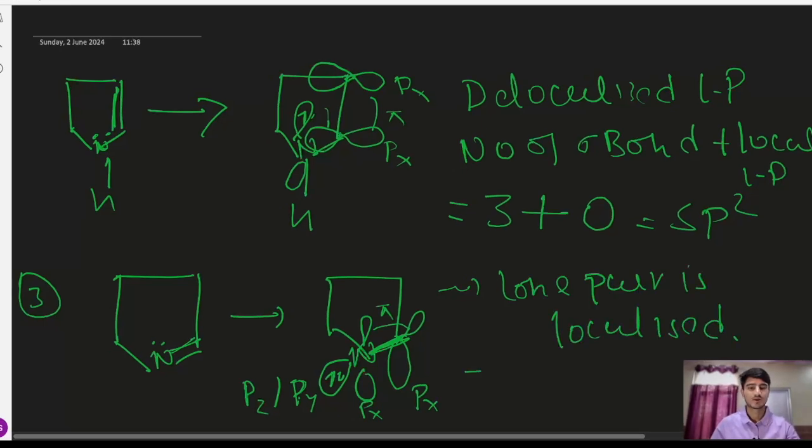And if we have to calculate this hybridization, number of sigma bonds is 1 and 2, because this is a pi bond, not sigma. This is sigma and this is pi. So 2 sigma bonds plus 1 localized lone pair. It comes as 3 and the hybridization will be sp2. So in this way we can find the hybridization and the number of pi bonds in a given molecule.